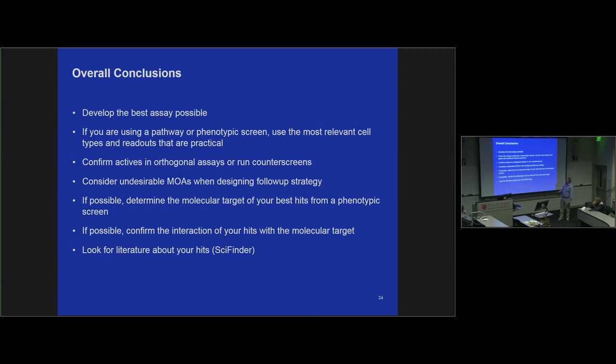One thing we hadn't talked about, but Dan will mention, is that when you get down to a tractable number of hits, 10, 20, 30, spend some time with SciFinder. SciFinder is a chemistry-based thing like PubMed. It lets you look up all the things that have been published about your compound. Sometimes, if you get lots of publications when you search and they're for a large number of different targets, that's not a good sign.